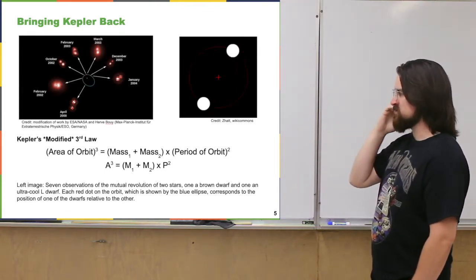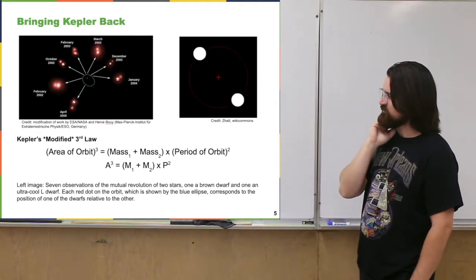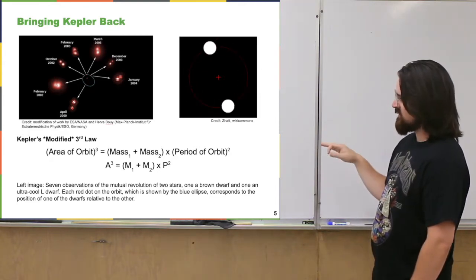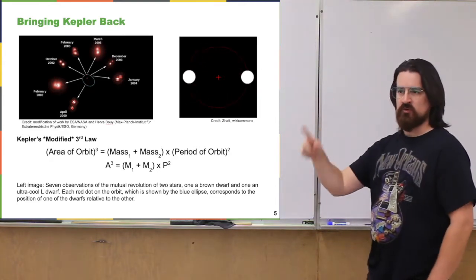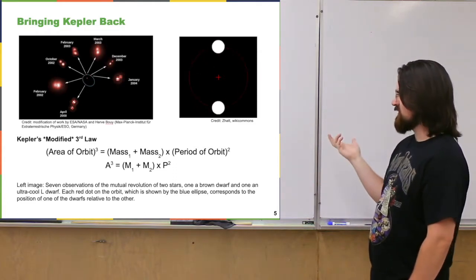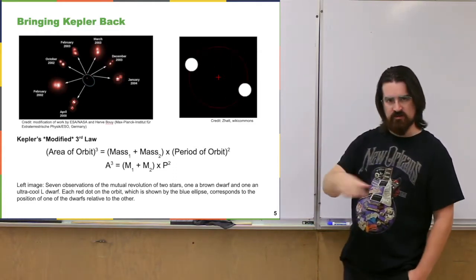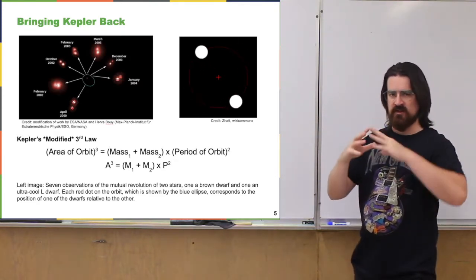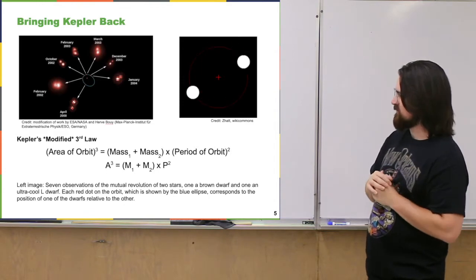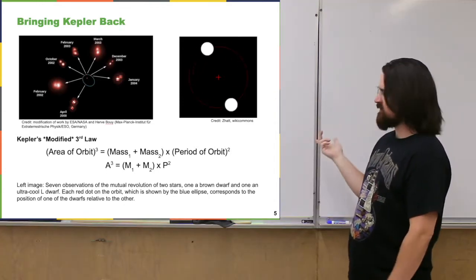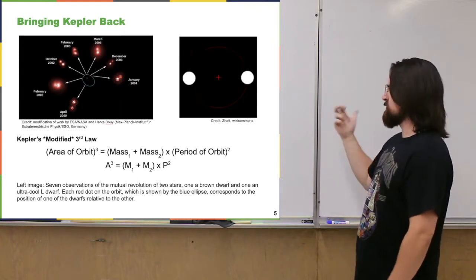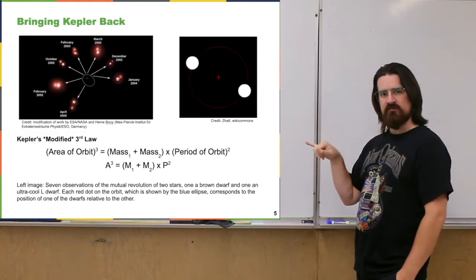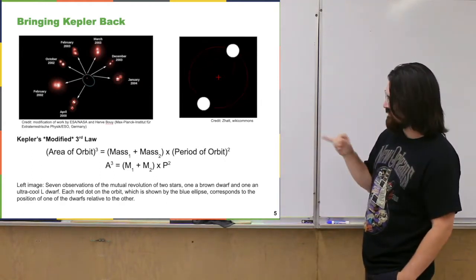Well, think back to one of Kepler's laws, which was actually modified by Newton, that said the area that an orbit sweeps out is related to the period of that orbit, how long it takes to go around. A little bit more complicated, it's actually the cube of the area, so the area multiplied by itself 3 times, that's equal to the period of that orbit squared, or multiplied by itself once. And also on this side is the sum of the masses of the 2 stars here. So mass 1 plus mass 2.